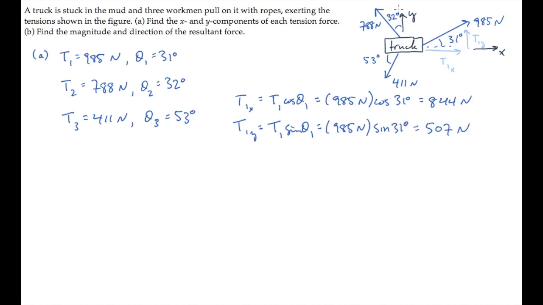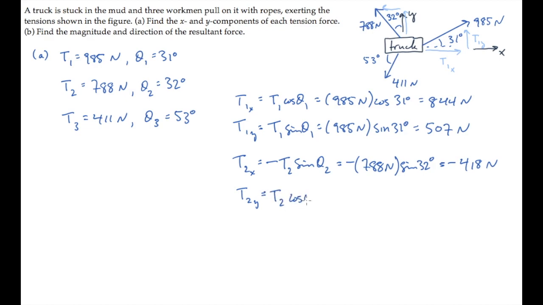For tension 2, the x component is here and the y component is here. The x component is along the negative x-axis, negative T2 sine theta 2. It's sine because it's opposite the angle of 32 degrees. It works out to minus 418 newtons. And the y component, the adjacent side to the angle theta, gets a cosine, and that's 668 newtons.